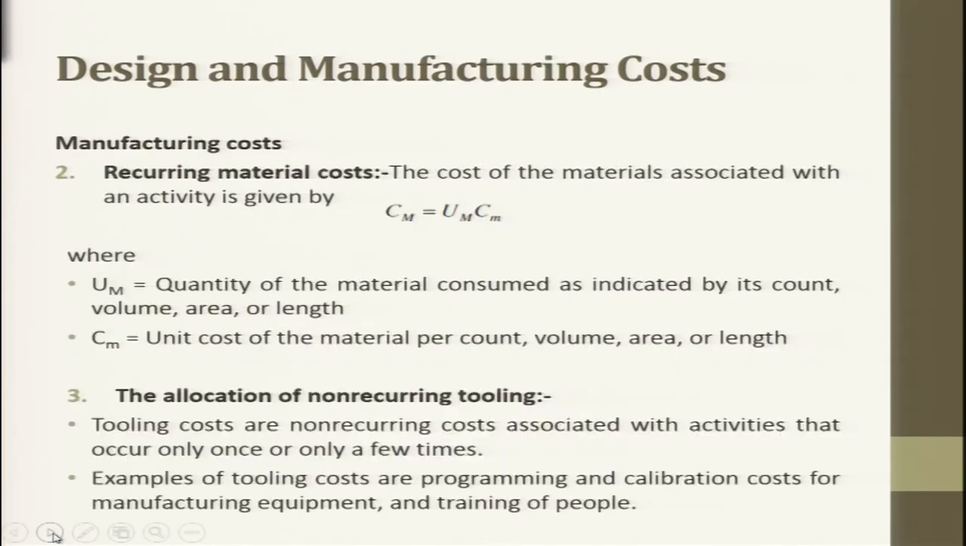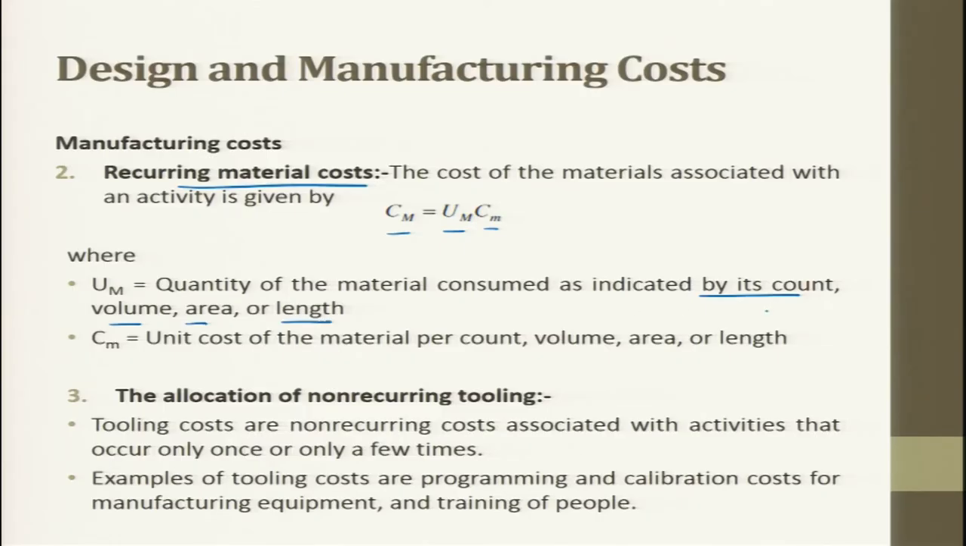Recurring means variable. In manufacturing cost, as I said, there are 4 components. First component is recurring labor cost, the second component is recurring material costs. The cost of materials associated with an activity is given by Cm is equal to Um into cm, small c, small m. So, what is Um? Um is the quantity of the material consumed as indicated by its count, volume, area or length.